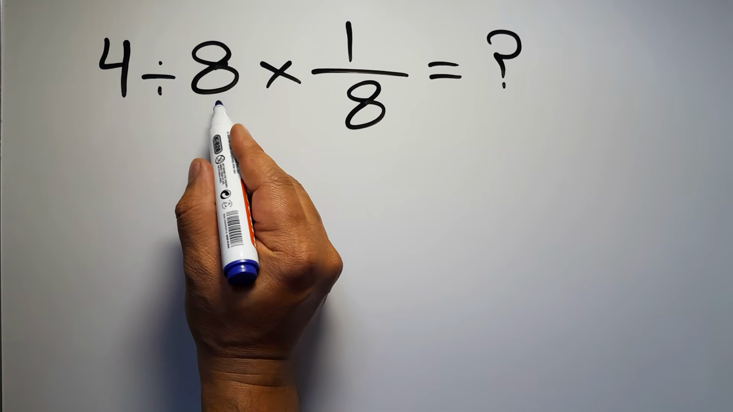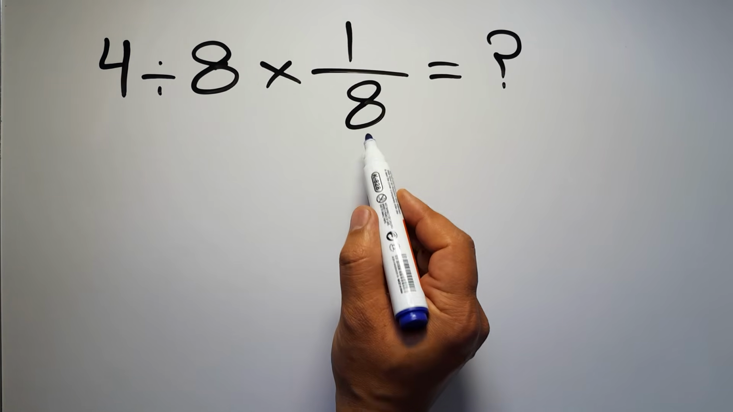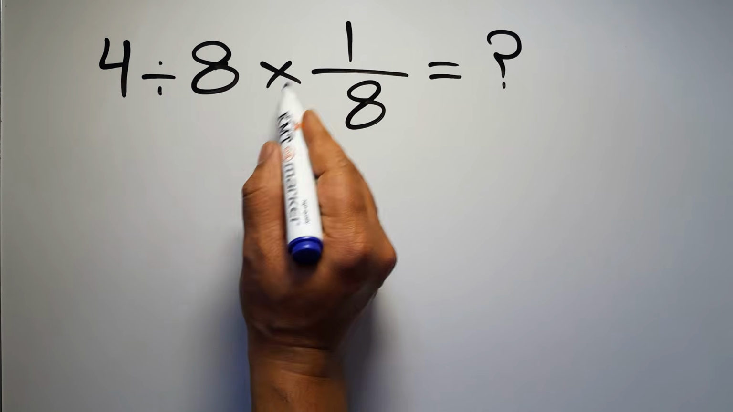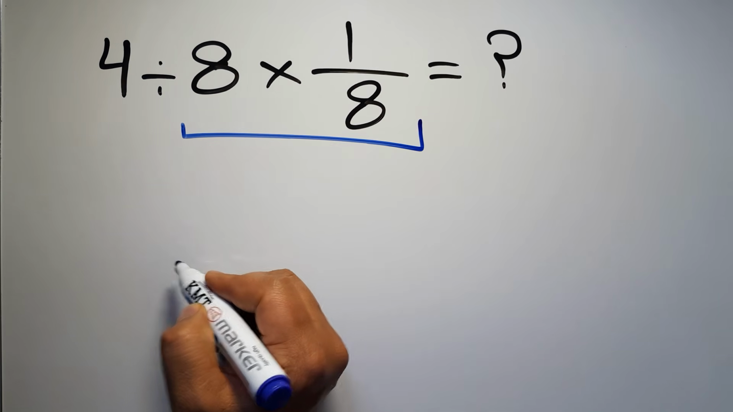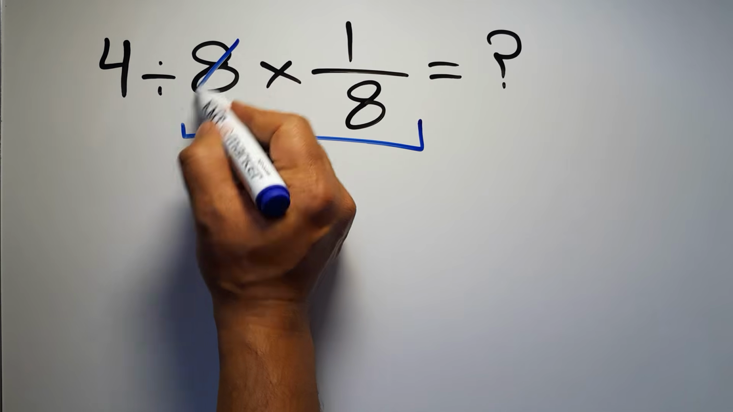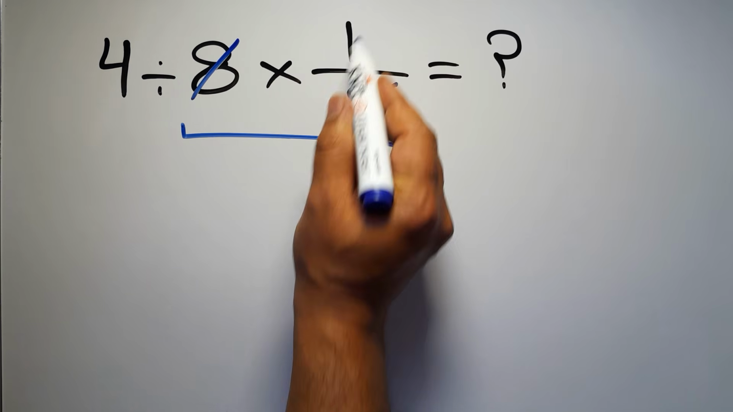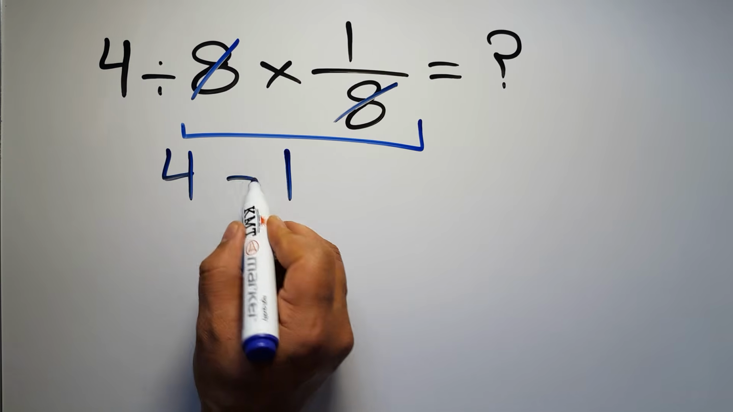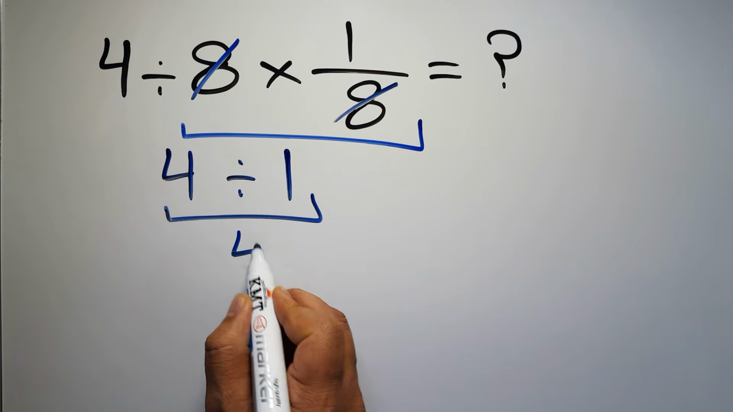4 divided by 8, then times 1 over 8. First we do this multiplication. 8 times 1 over 8. We can easily cancel this 8 and this 8, so here we have just 1. And 4 divided by 1 is just 4.